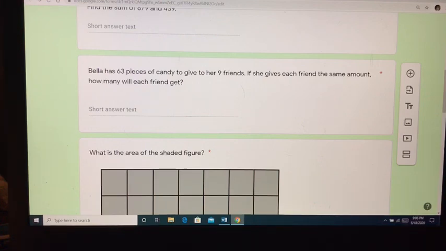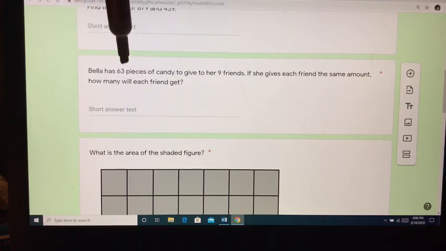All right, so we've read the problem. I look for my numbers. I see 63 and I see 9. I have to use those two numbers. Now, I look at Bella. Bella plus her friends would give me 10. So I remember sometimes in 3rd grade they throw that trick in there. So let's see if they're trying to trick me or if I'm really using this 9.